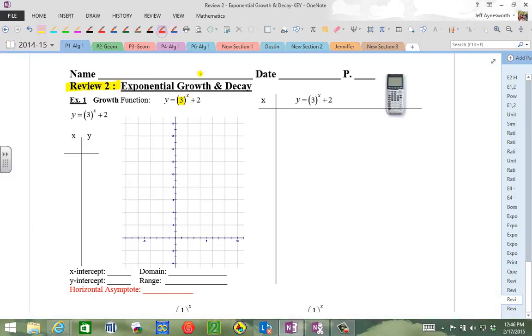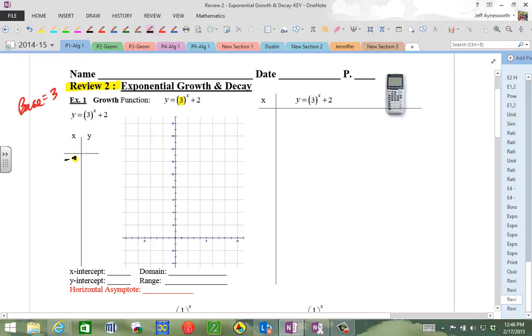Notice right here we got base 3. Now, whenever you have a base bigger than 1, in this case base is equal to 3, you have a growth function. This is when the base is bigger than 1. And it's going to look very familiar.